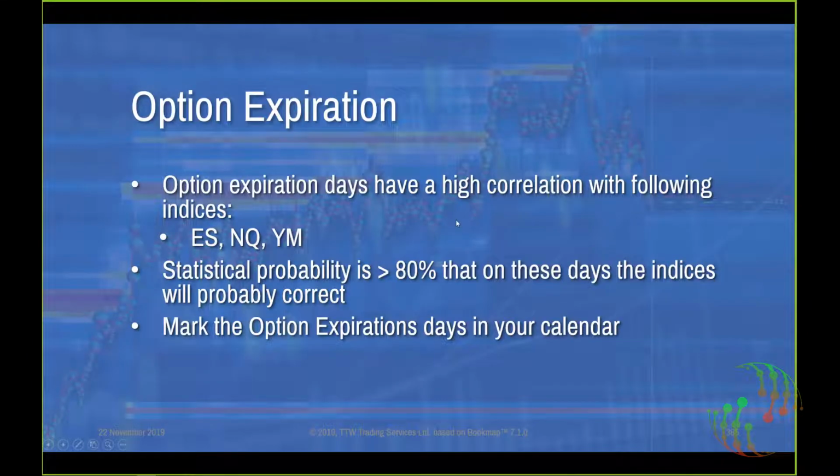Option expiration, before we come to the end, is a nice point you should keep in mind and put on your calendar, because option expiration days have a high correlation with the following indices: ES, NQ and YM. Statistically, the probability is greater than 80% that on these days the indices will probably correct. Mark the option expiration days in your calendar. It's only a reminder, you know.